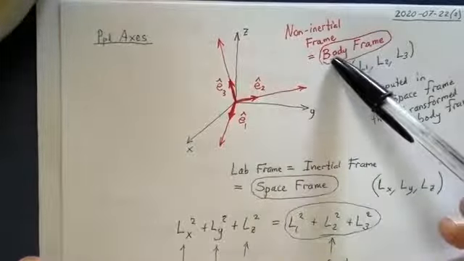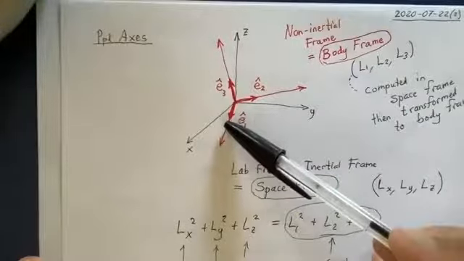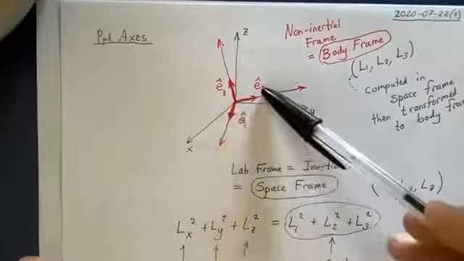So the body frame, this is a reference frame attached to the body. And so you can think of taking 3 toothpicks and sticking them into the rigid object. Those are these red unit vectors here.